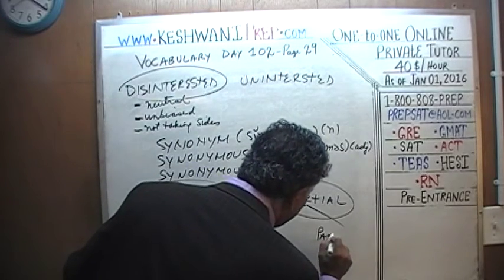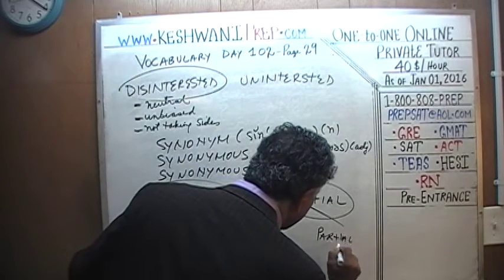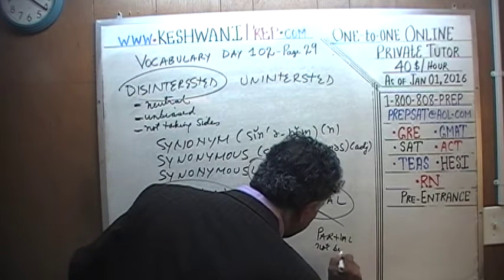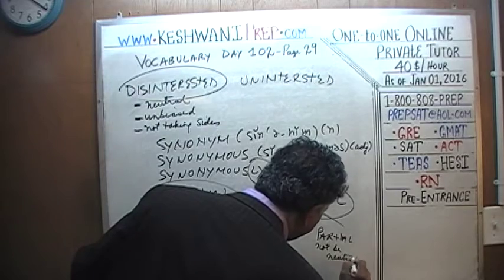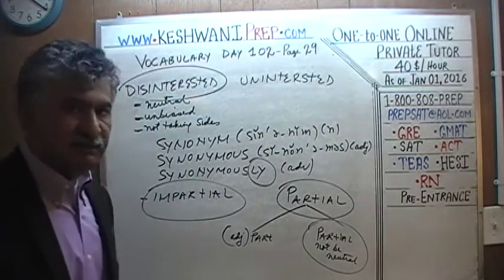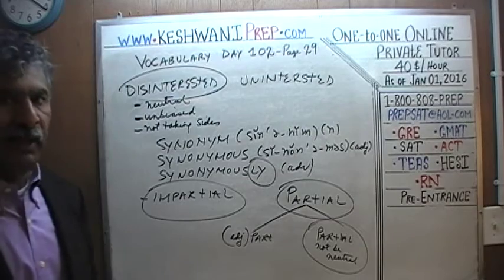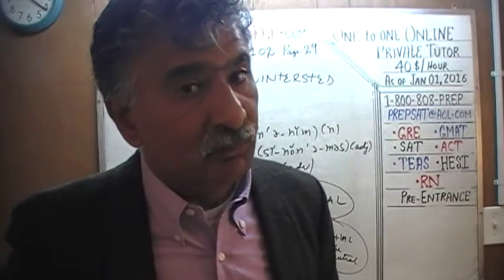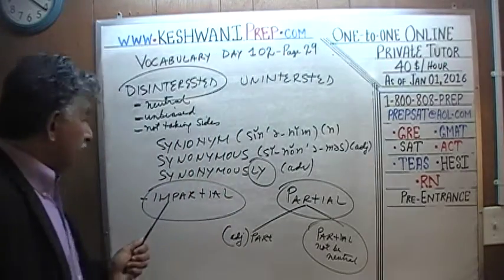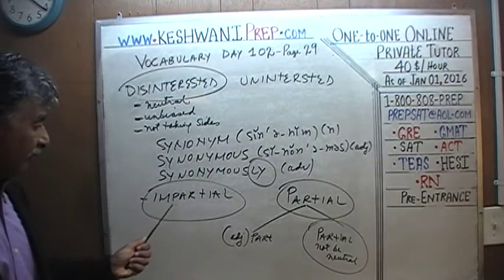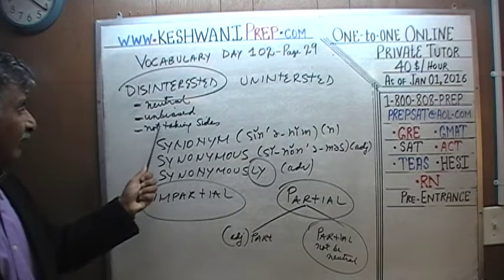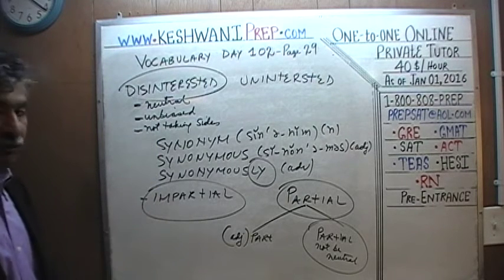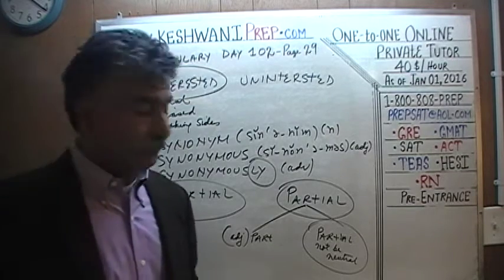Another meaning of the word partial is not to be neutral. If you're partial, you're taking sides. You're not neutral. You're not disinterested. But if you are disinterested, if you are neutral, if you are not taking sides, you are impartial. One is said to be impartial if one is neutral, unbiased, disinterested. Disinterested and impartial are synonyms.